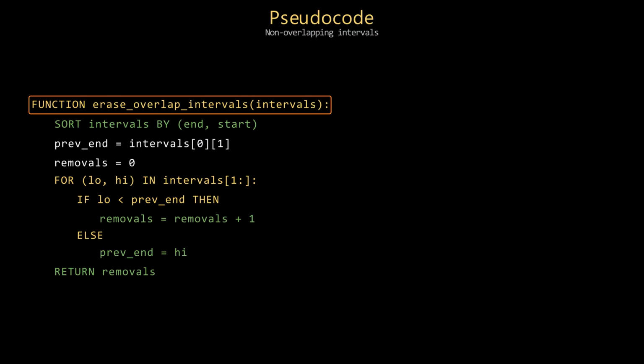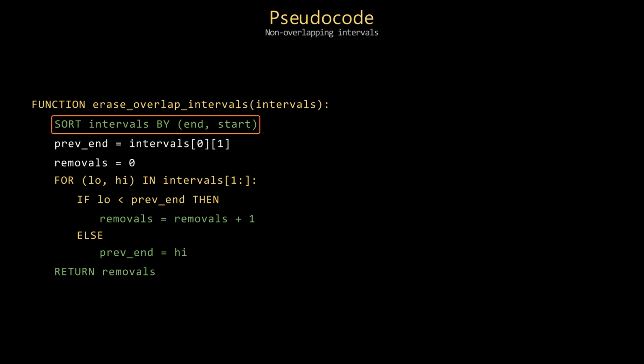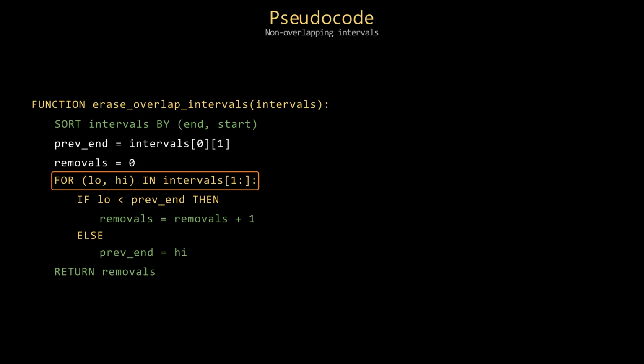Function: input is a list of intervals, output is how many to remove. Sort every interval by end time, then by start when ends tie. Store the first interval's end as the last accepted finish time. Initialize the removal count to 0. Loop over all intervals after the first in sorted order. If this start is still before the last finish, we have an overlap. Increment removals and leave the finish time unchanged. Else, we keep this interval. Set the running finish to this interval's end. Return the removal count.